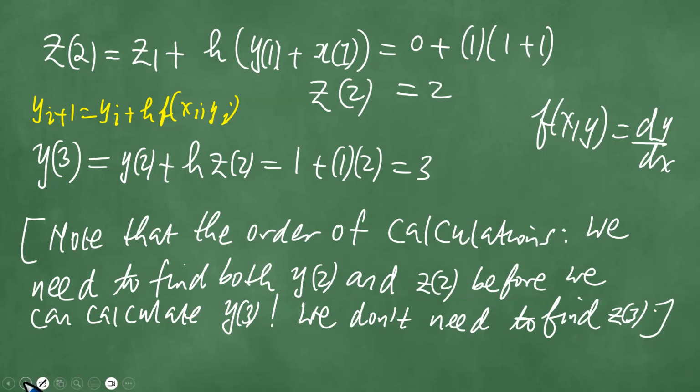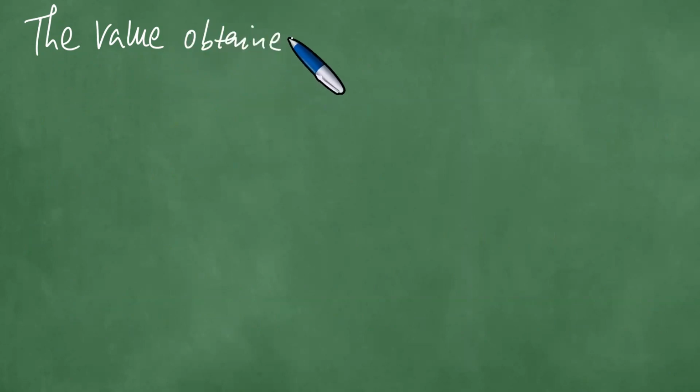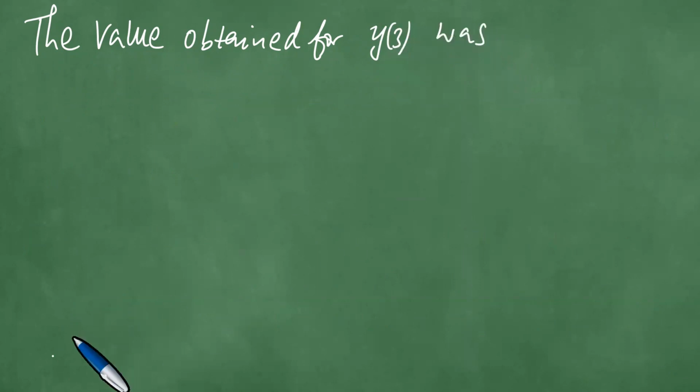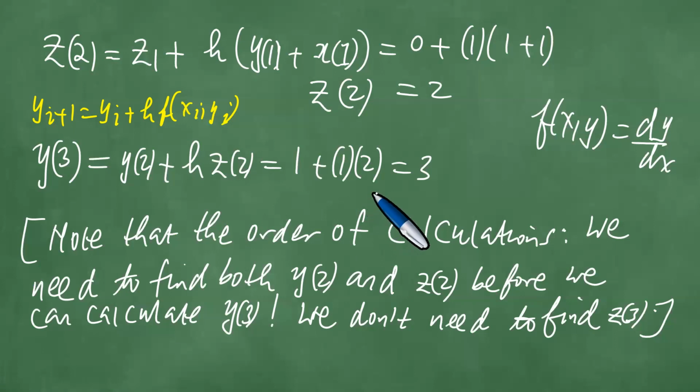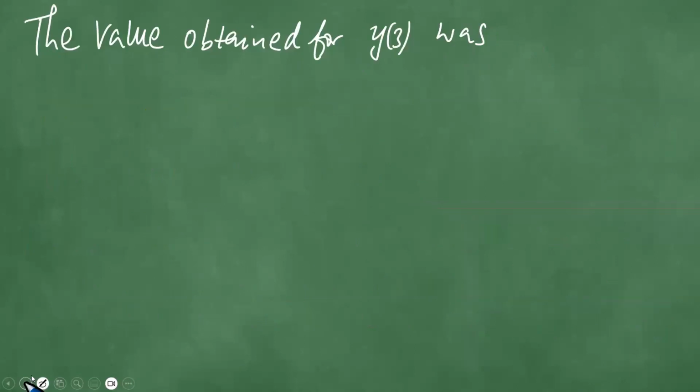Okay. The value obtained for y3 was, okay, we got the value to be 3 for y3. Right now, we have a specific symbol for that. All right, we call it the R value. So R1 is 3.